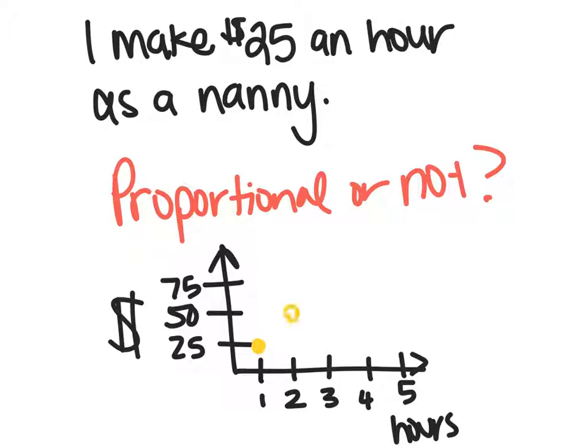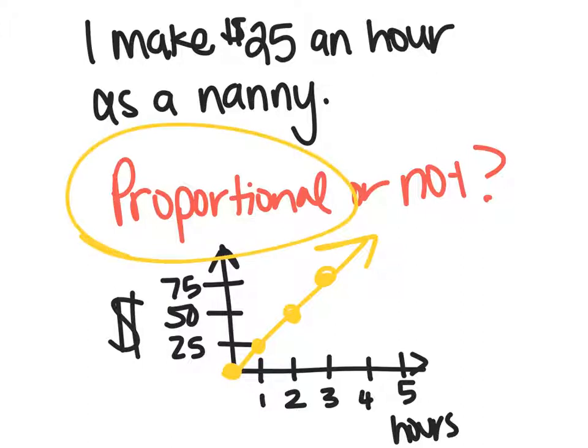After 2 hours, I've made $50. After 3 hours, I've made $75. And if I work 0 hours, I make no money. Since my graph is a straight line and it starts at the origin, then it is a proportional statement.